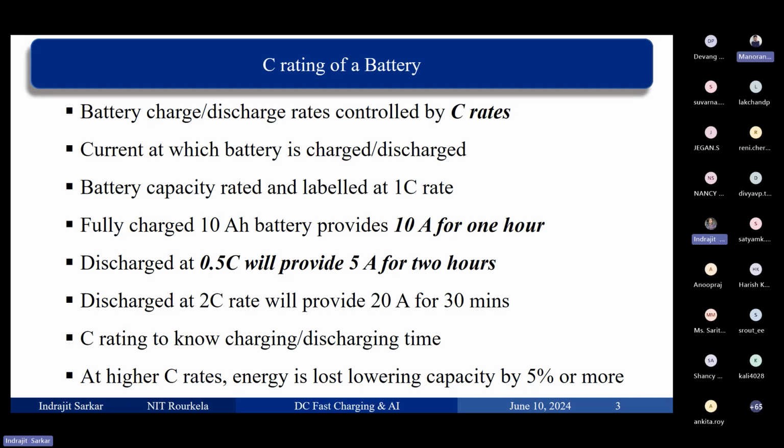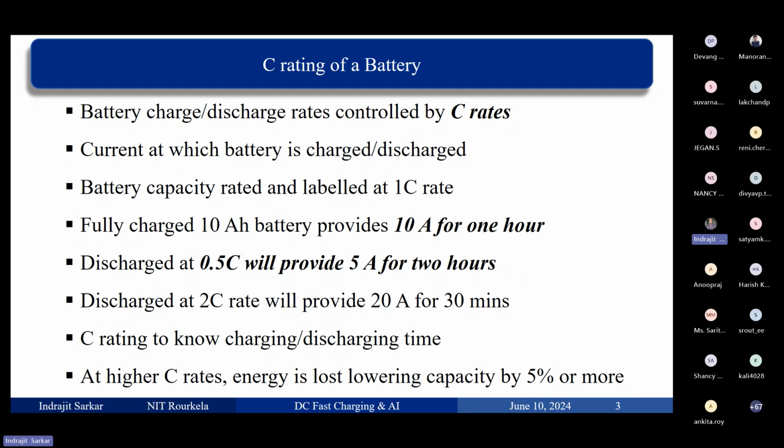Okay, fine. Now there is a term called C rate. Every battery comes with a C rate. What is C rate? It gives the amount of charging or discharging current. A battery is there, and you are charging the battery at, let's say, 0.5 C. With that information, you can get two pieces of information: one is at what current you are charging the battery, and how much time the battery is going to take to fully charge.